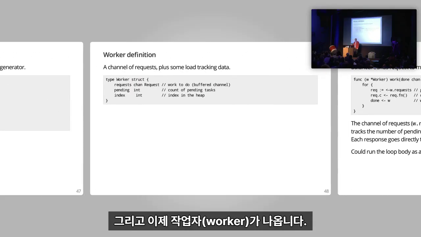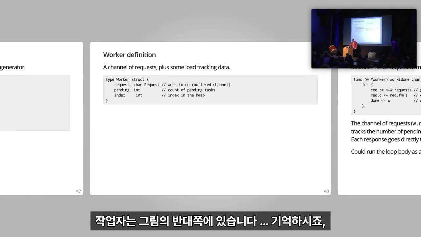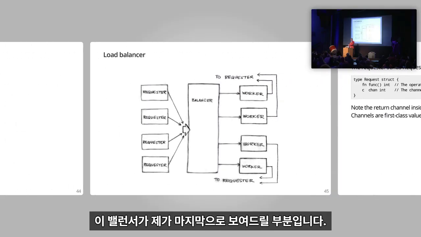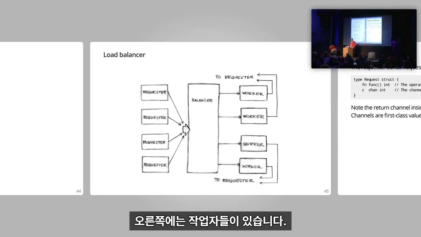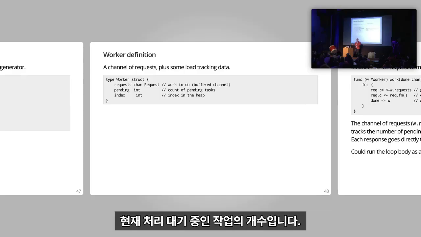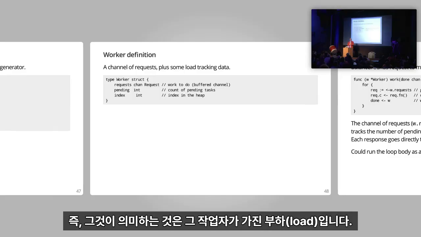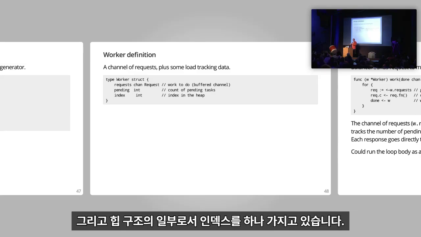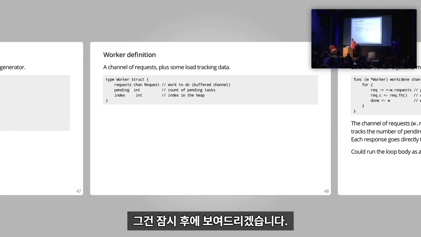And then the worker, which is on the other side of this picture. Remember, we've got requesters delivering data to the balancer, which is the last thing I'm going to show you, and workers on the right. And what the workers have in them is a channel of incoming requests, and then a count of pending tasks, which is going to represent the load that worker has, the number of tasks he's actually got busy. And then an index, which is part of the heap architecture, which I'll show you in a second.